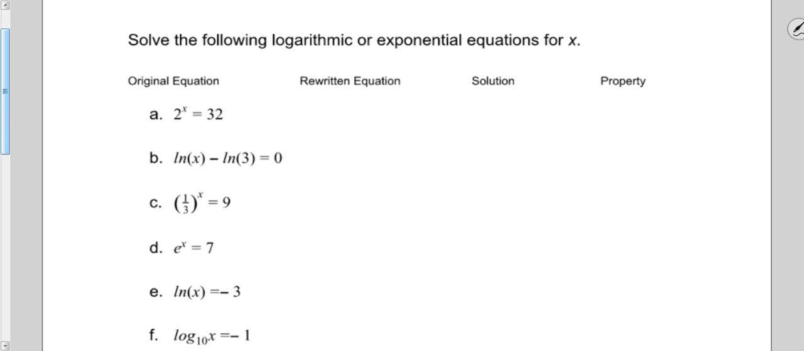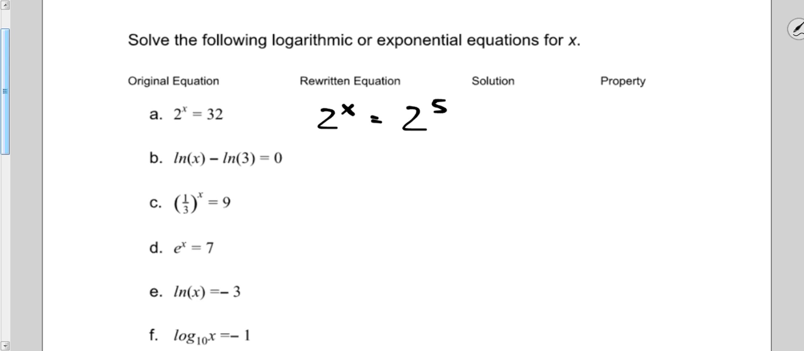So, let's rewrite 32 as a power of 2. How would I do that? 2 to the first power is what? 2 squared. 2 cubed. 2 to the fourth. 2 to the 5th is 32, right? So this really equals 2 to the x equals 2 to the 5th power.